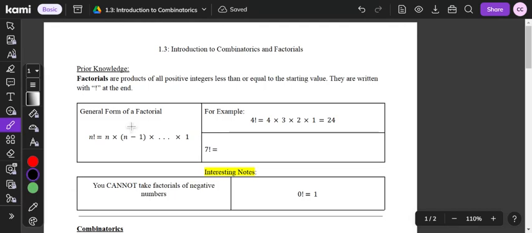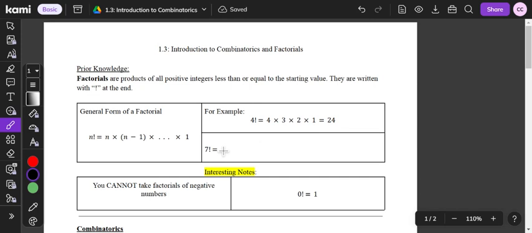Right here we have the general form of a factorial. If we have a number n factorial, that's going to equal n times n minus 1 times n minus 2 times n minus 3, all the way down to 1. If this is confusing for you, I have an example of what this looks like over here with 4. So 4 factorial is equal to 4 times 3 times 2 times 1. I'm going to start at 4 and go all the way down to 1, multiply them all together, and I would get 24.